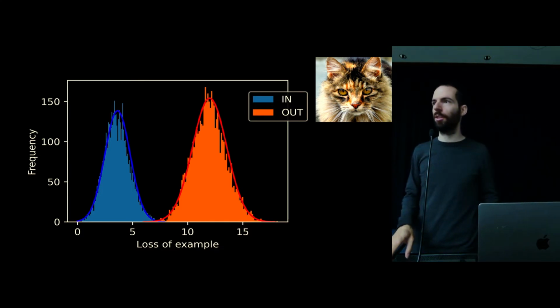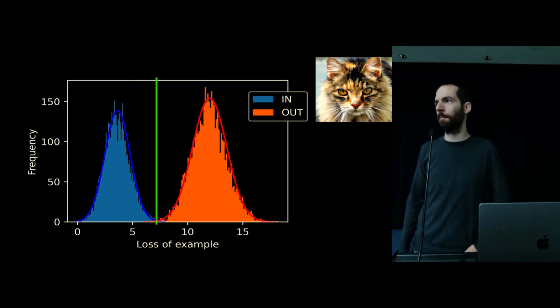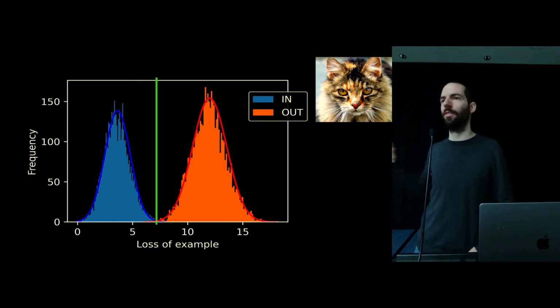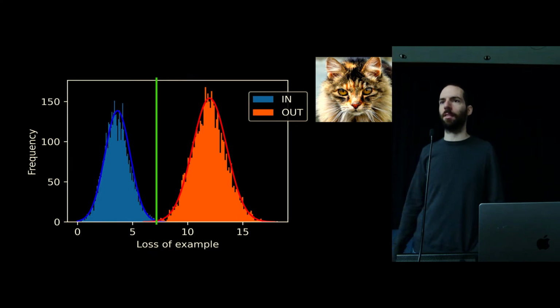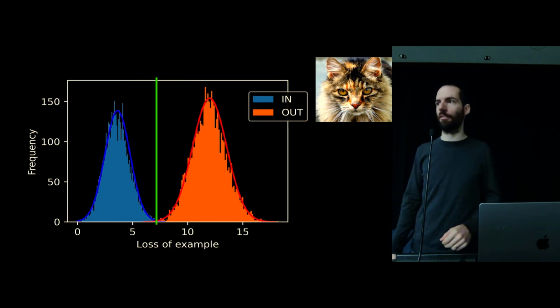And what you can do is look at where these two lines cross for the Gaussians, and this gives you a threshold. If the loss is to the left, in this blue region, then we say that's a member, and if it's to the right of this threshold, we say it's a non-member. Okay, so this is what happens for one particular image of this cat.